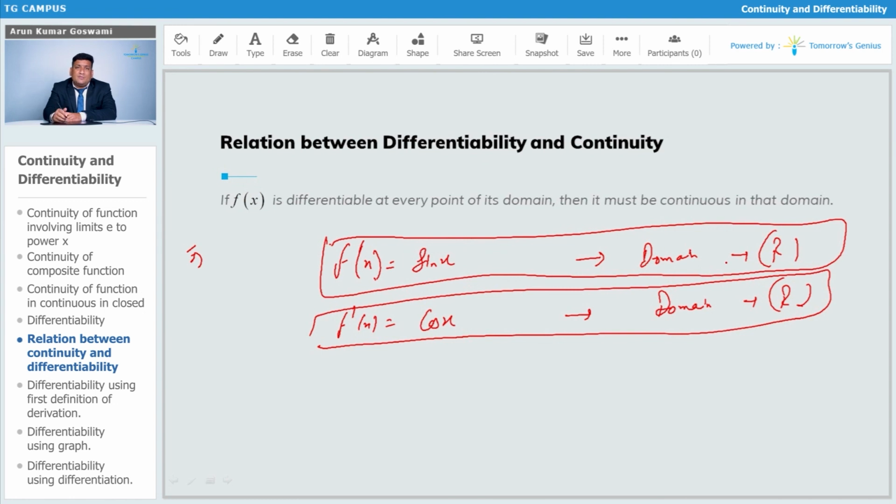Domain, again I'm telling you, means input. What is the input here? x, which is called all real numbers. So we can use any real number as input for sin x. That input is possible. Okay.